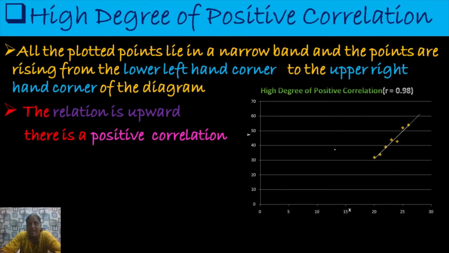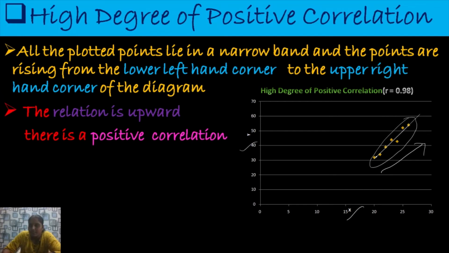Next, high degree of positive correlation. If the plotted points form a narrow band like this, and the points are rising from the lower left corner to the upper right corner of the diagram, then there exists a high degree of positive correlation between the two variables x and y.